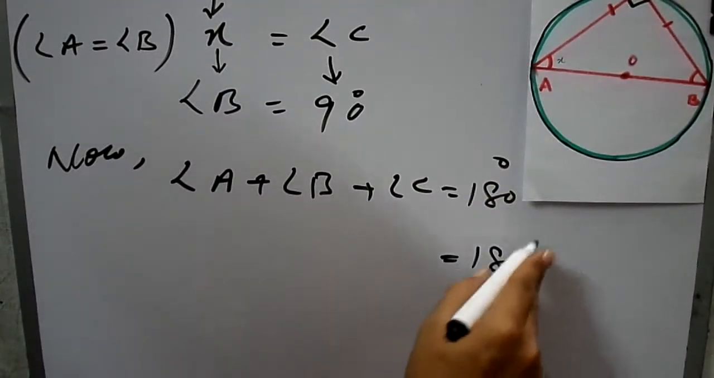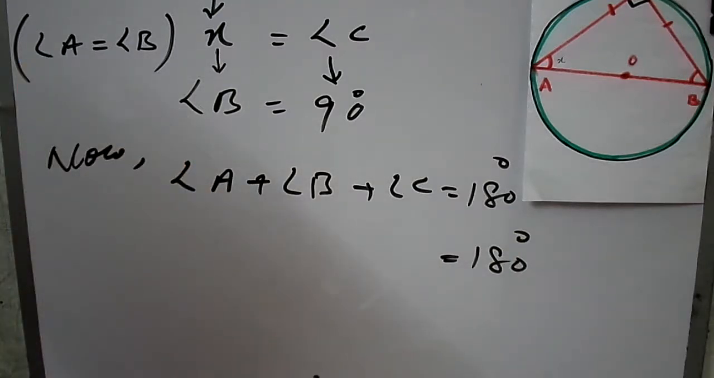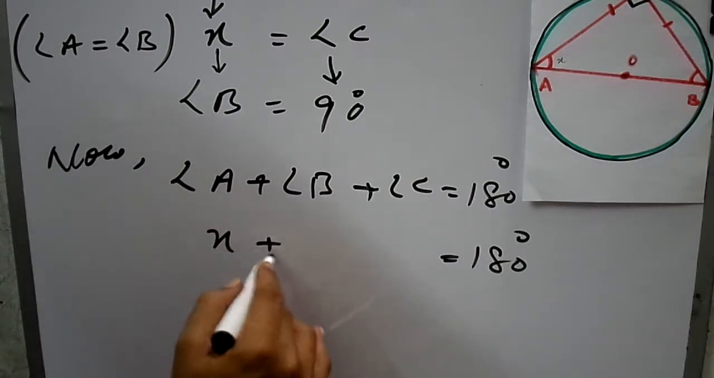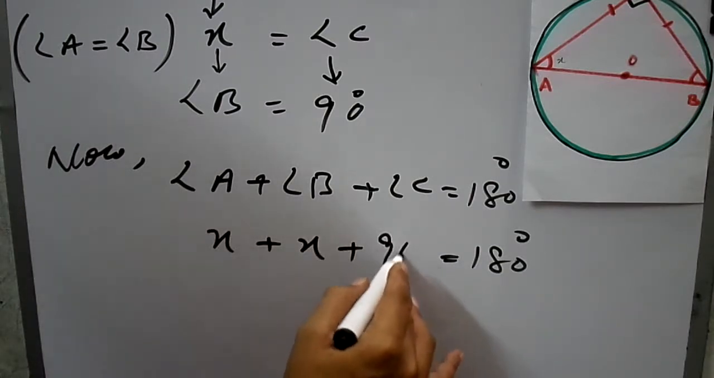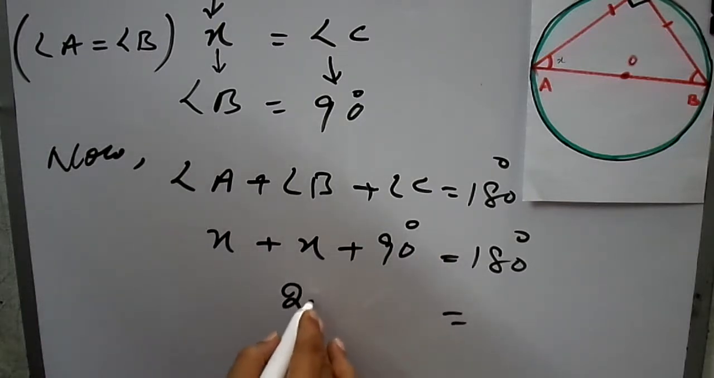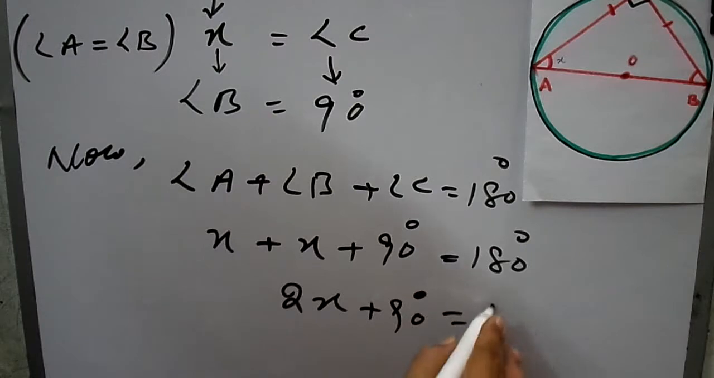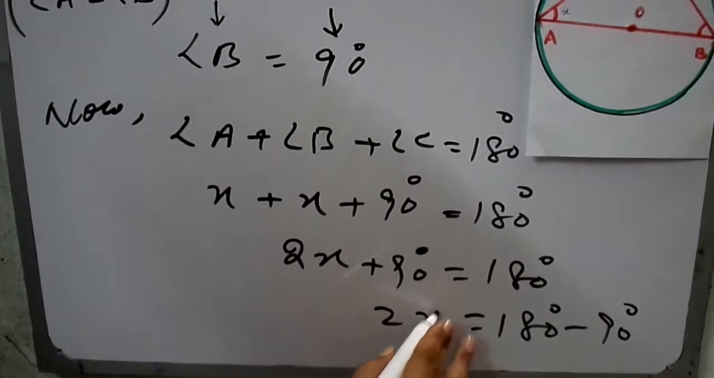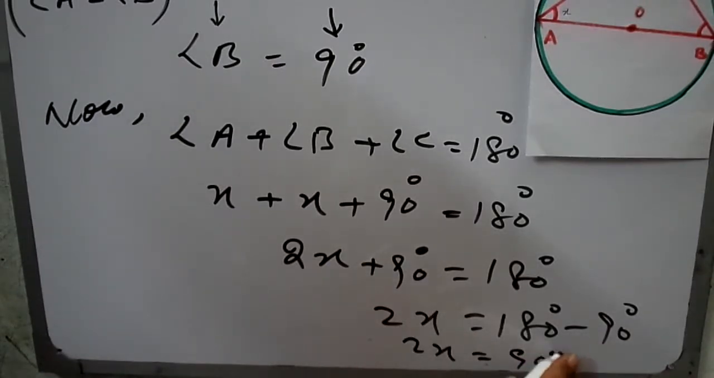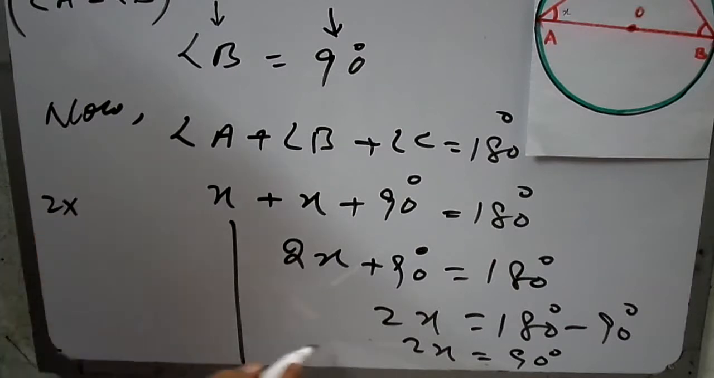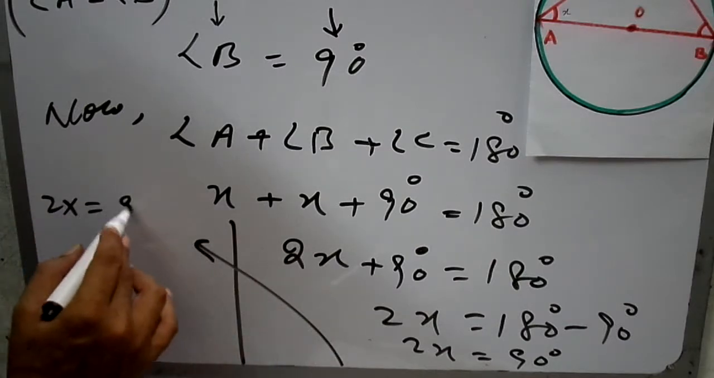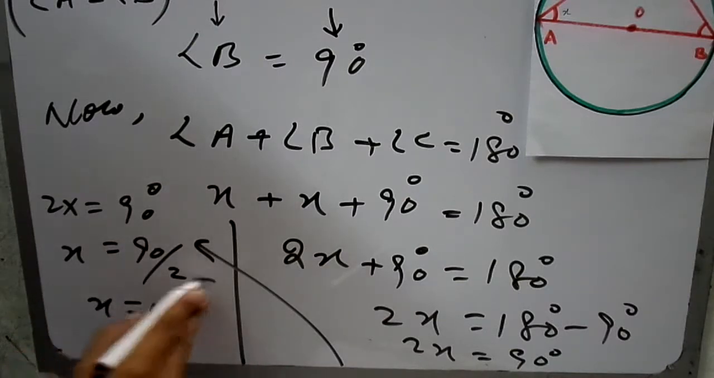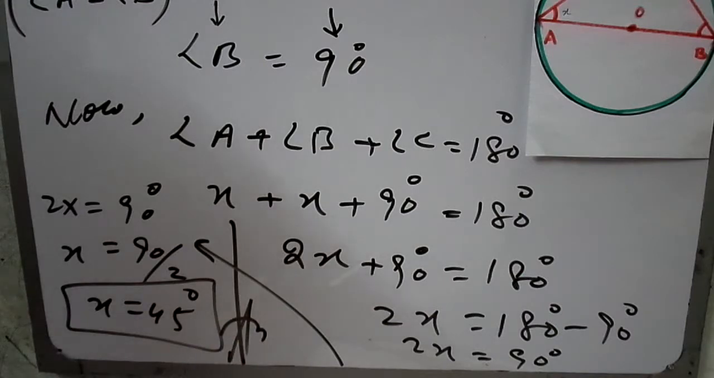So putting the values, as AB are equal, you can say that it is also your x plus it is also your x, but C is 90 degrees. So after simplification, 2x plus 90 is equal to 180. So 180 minus 90, you will get 2x. So the value of 2x is equal to once again 90 degrees. As 2x is equal to 90 degrees, but you need the value of x, that is 90 divided by 2, so we will get 45 degrees. So the value of x is 45 degrees. So here is your result.